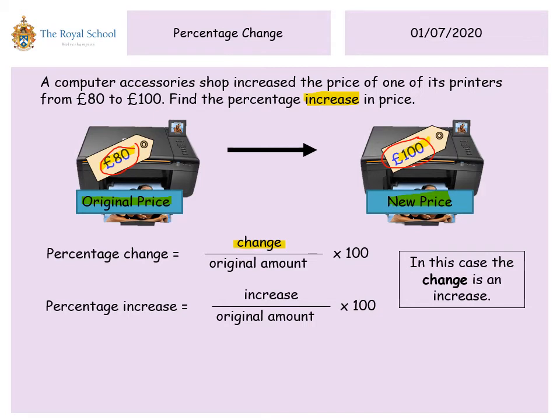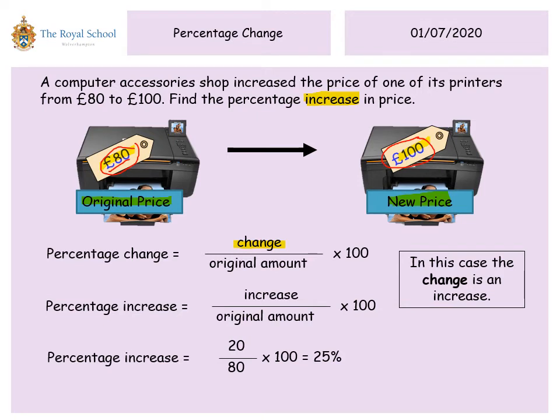So it said that that increase was £20. Our original amount is £80, and then we can put that in the fraction and times by 100. So we now need 20 divided by 80 and times by 100, which gives us an increase then of 25%.